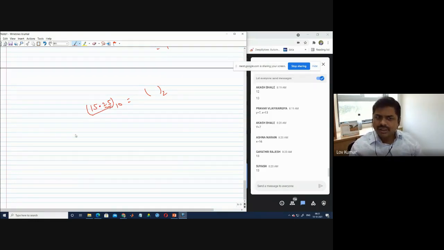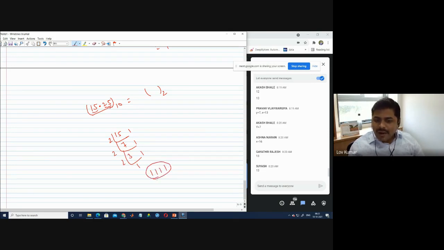What is the procedure? First, we will convert the 15. How to convert 15? You already know the procedure. We will divide it by 2. We are getting here 7, remainder is 1. Again divided by 2, 3, remainder is 1. Again divided by 2, 1, 1. So we are getting 1, 1, 1, 1. This is the 15.